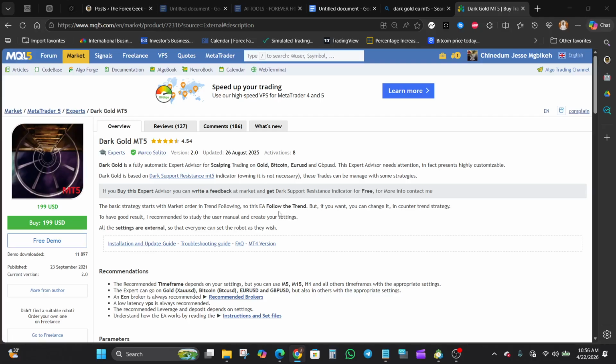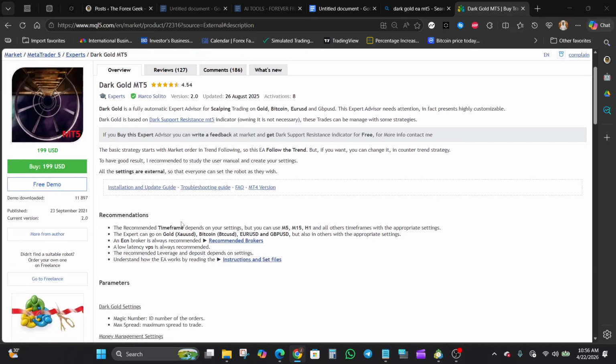So right here on the MQL5 marketplace, we can see that Dark Gold EA is priced around 199 US dollars, and it is designed as a fully automated system. Okay, so from the description, one thing that stands out immediately is that this EA is built around a support and resistance based system. Okay, specifically using the dark support resistance logic.